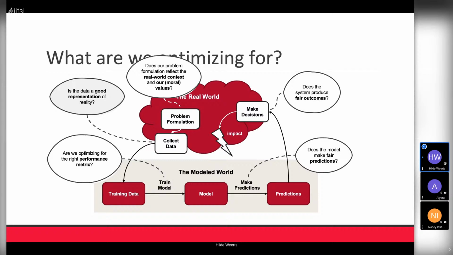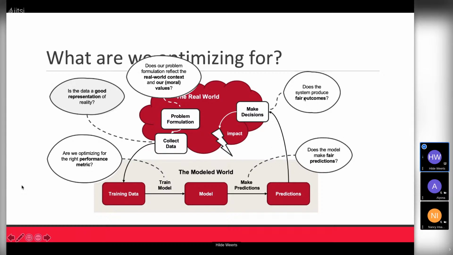So basically, it happens when there is some sort of a mismatch between what we really care about, so our values, and how we have defined our problem, or the decisions that we're making and what we're optimizing for. So for example, in your problem formulation, if you are developing the requirements of your model, does this really reflect all the things that you care about, or maybe just the business value, even though you may have other moral values that are involved as well. Another question is whether the data is actually a good representation of reality. We'll also talk a bit more about that during the tutorial. What performance metric are you optimizing for? So this is kind of the translation from the things that we defined in our problem formulation to the machine learning context. Does the model actually make fair predictions?